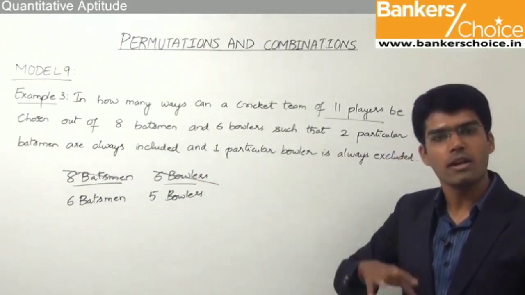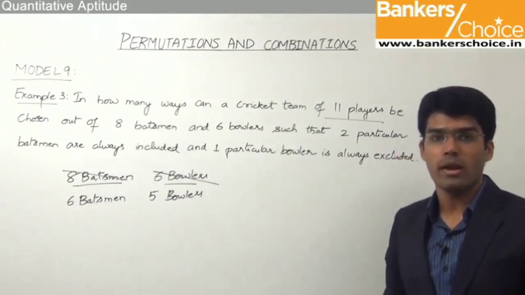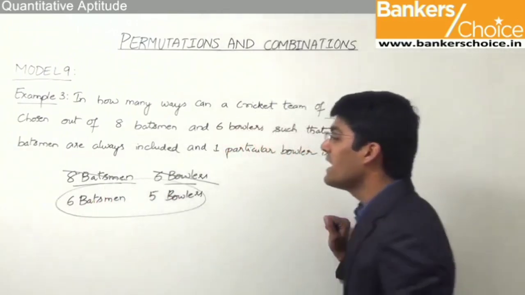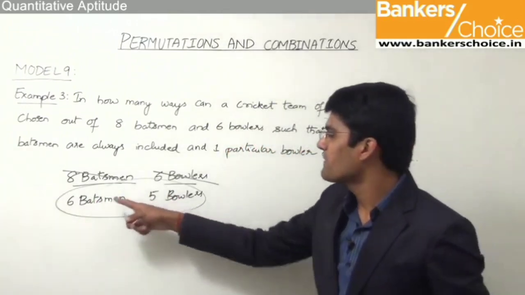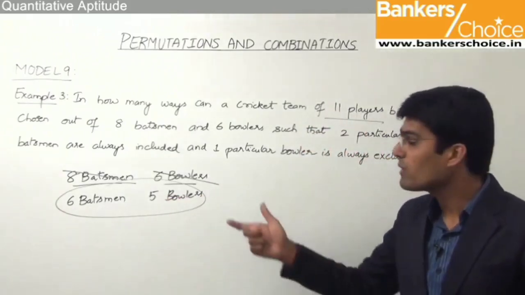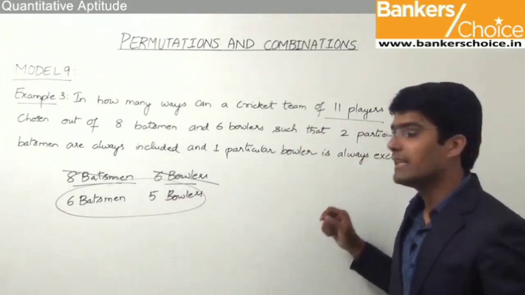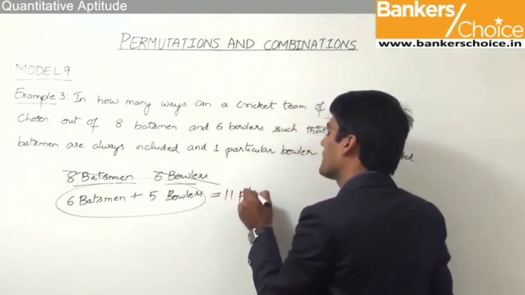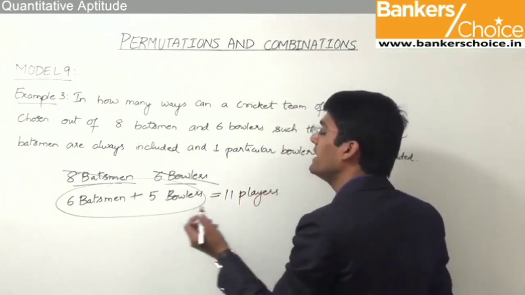So 2 batsmen are already there and 9 more players are required. Those 9 players have to be chosen only from these 6 batsmen and 5 bowlers. 6 plus 5, total we have 11 players. So out of these 11 players, we now need to select 9 players. See, this is total 11 players, and we now need to form a team of only 9 players.